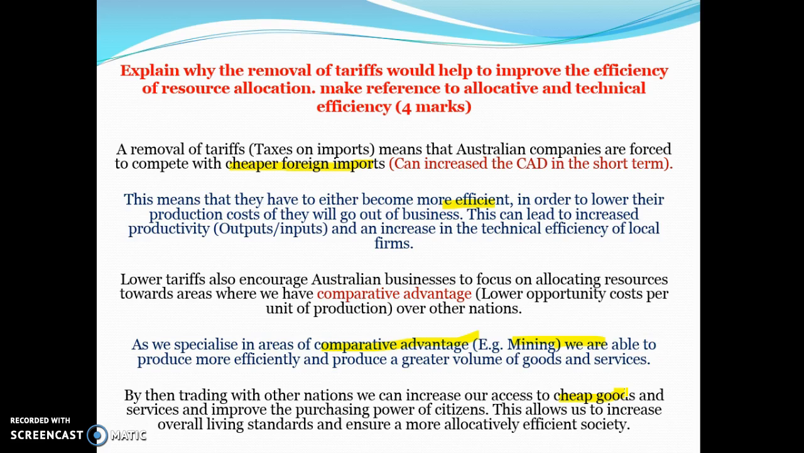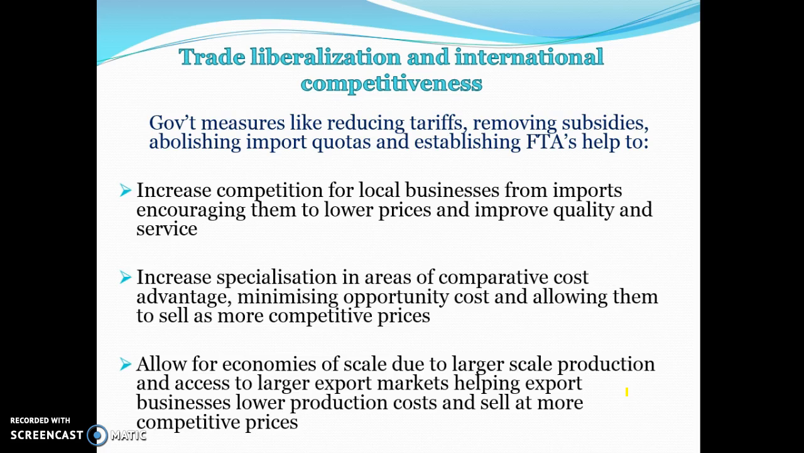So technical efficiency, talk about increased productivity, talk about that incentive to become more technologically advanced, more efficient, more productive. Allocative efficiency, talk about shifting resources to areas of comparative advantage.